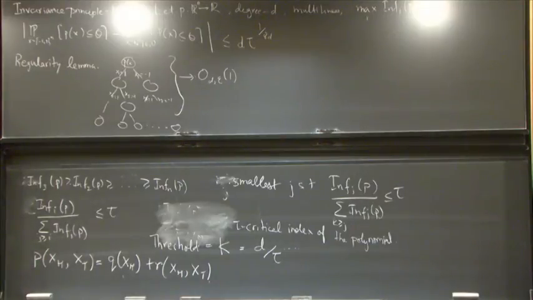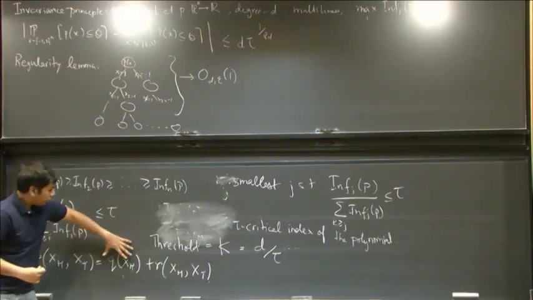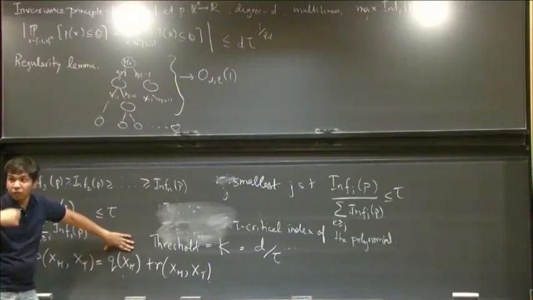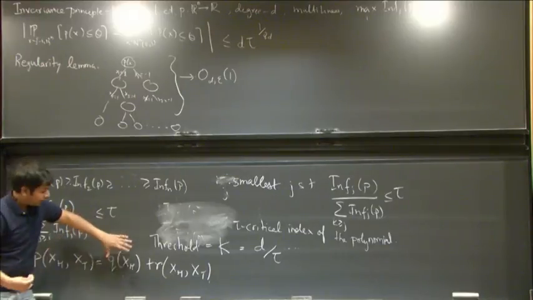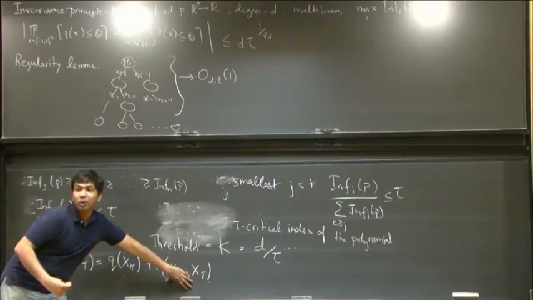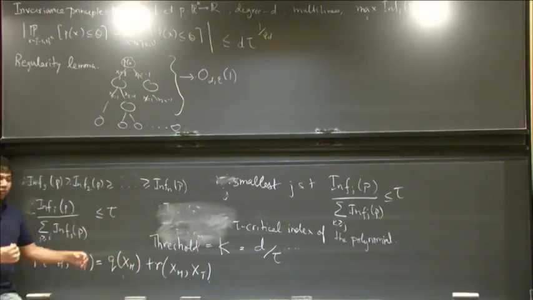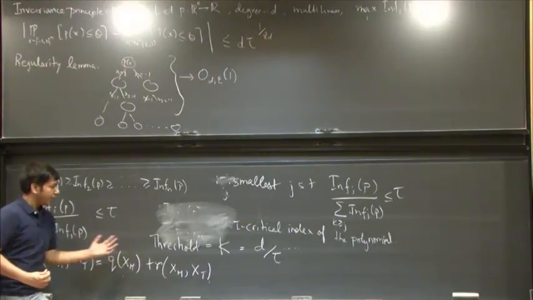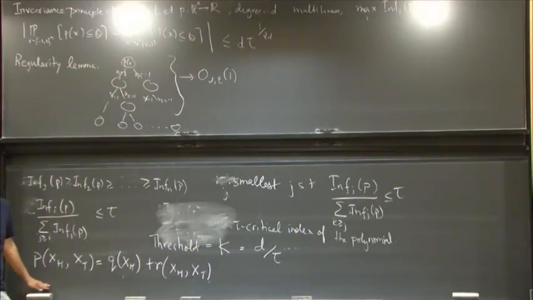If the critical index is large, the main thing you want to show is that the first few variables have so much influence that with high probability, if you fix all the variables in the head, the sign of q will be huge compared to this part of the polynomial. So most of the time, the sign of q of x head will determine the sign of the whole polynomial.